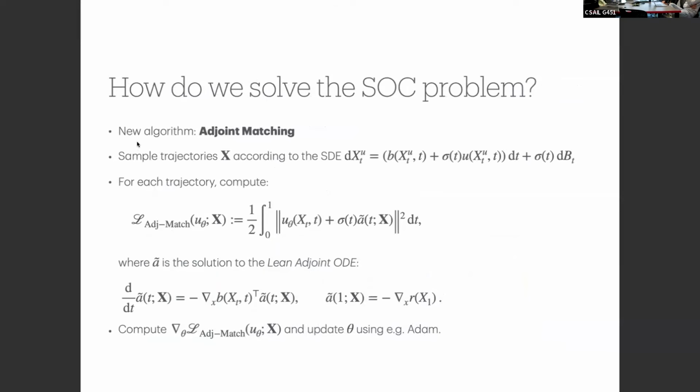What we do here is we first sample trajectories according to this SDE. This is the control SDE. But we detach the trajectories, so we won't keep the computational graph. Then for each trajectory, we solve this lean adjoint ODE backwards in time. We first evaluate the gradient of the reward, and then we perform this Euler update. We just use the Euler solver; we didn't want to over-optimize that. And to compute this, you just use vector Jacobian products.